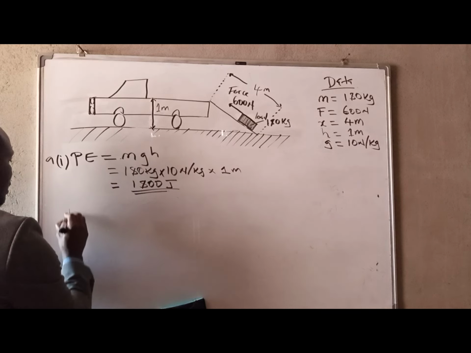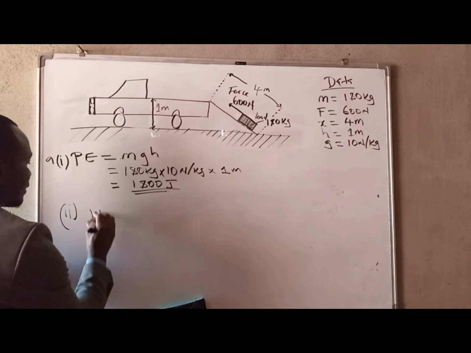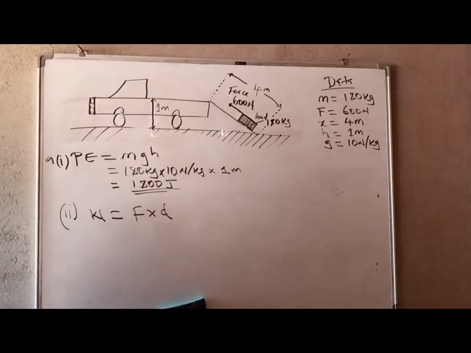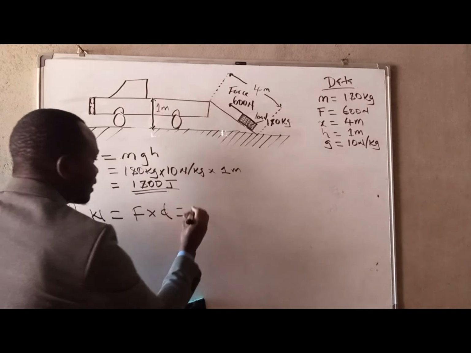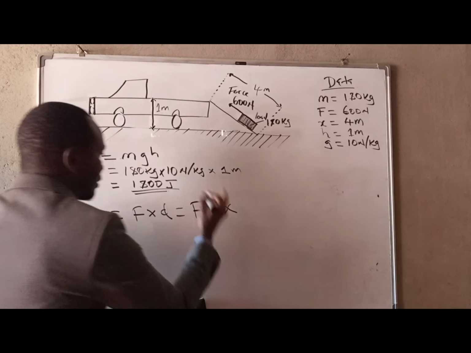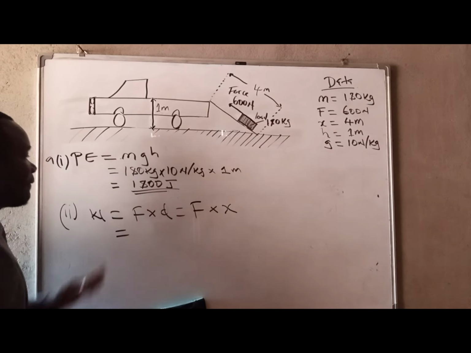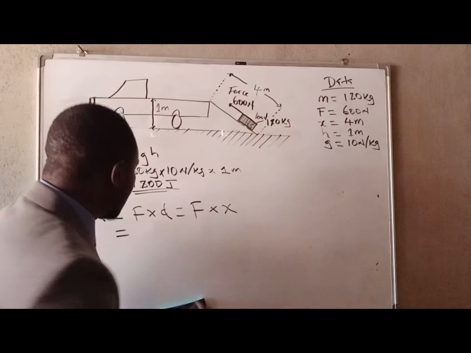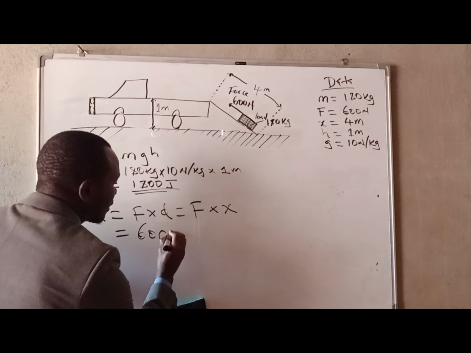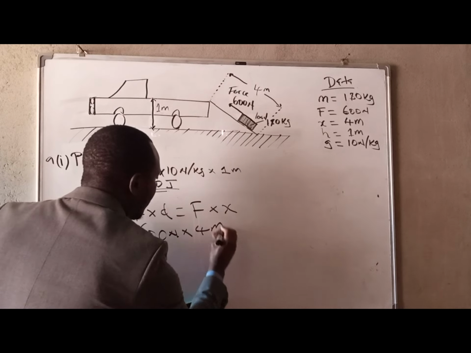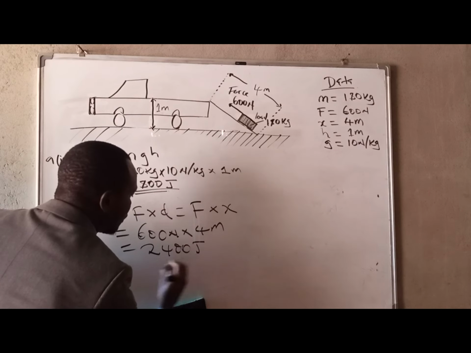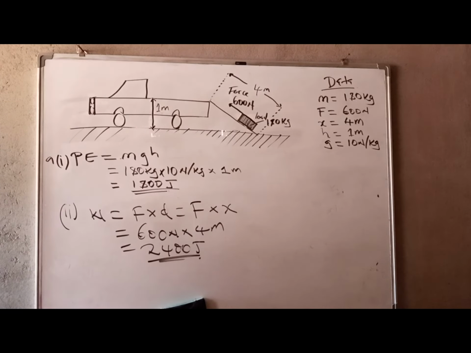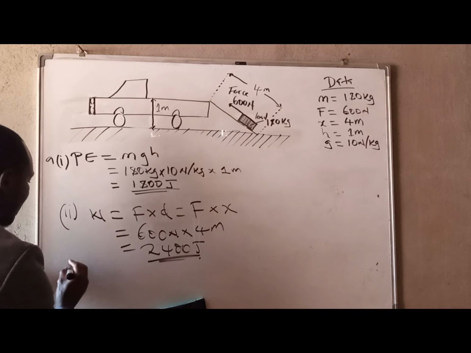So we have work done, the second part. Work done is equal to force times distance, and the distance here is the one which is 4. So we can also write it as force times distance, which is one and the same thing. Here we have this force, which is 600 newtons, times the distance of 4 meters. So this is going to give us 2,400 joules.